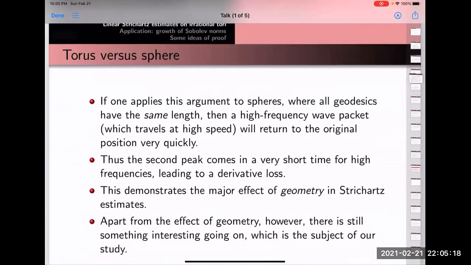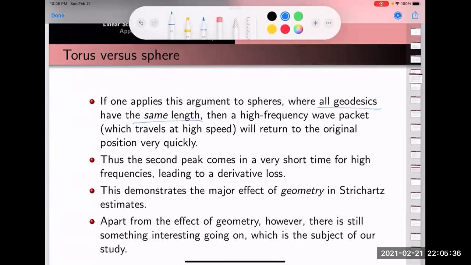In the sphere, actually, it's well known that the Strichartz estimate will only hold for time 1, and moreover, it will hold with some derivative loss. Heuristically, this is because in the case of the sphere, all the geodesics have the same lengths, actually have the same periods, and so if you have any starting point, you go through different geodesics, then all these wave packets that go through all these different geodesics will come back at the same time, which is actually much less than 1 if you think the frequency or the group velocity is very much bigger than 1.